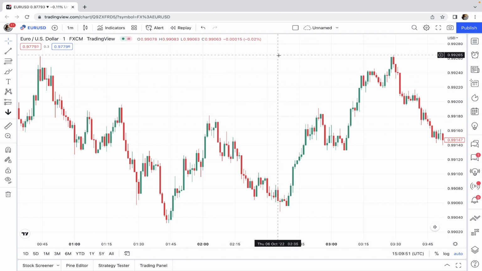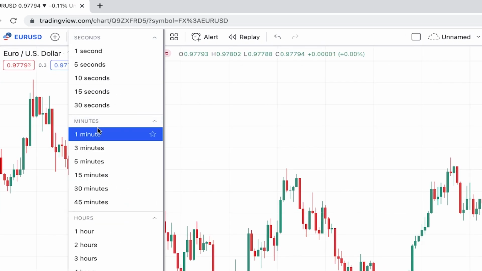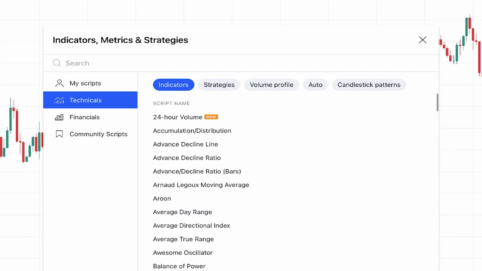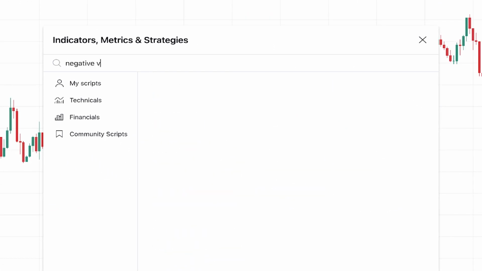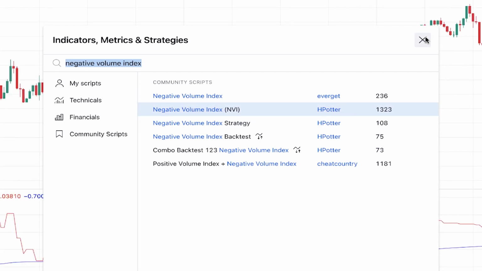Alright, this is a 1-minute scalping strategy. First we must set the chart time frame on the TradingView platform. Here we set the chart time frame on 1 minute. In this strategy, we use negative volume index for tracking smart money and when it's active and flowing in the market. Here we click on indicators and we search negative volume index. There is no built-in indicator yet and we must use a community script. We use this one which is written by someone named H. Potter, and we use it with default settings.